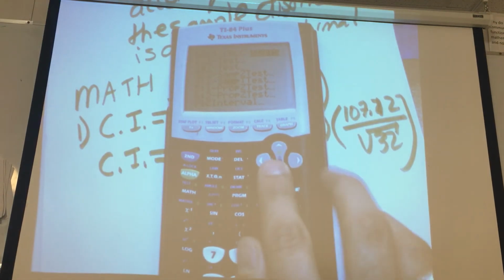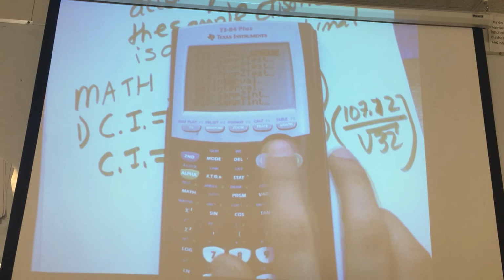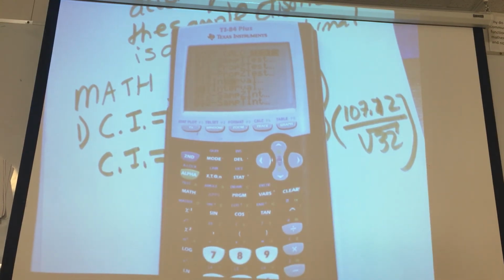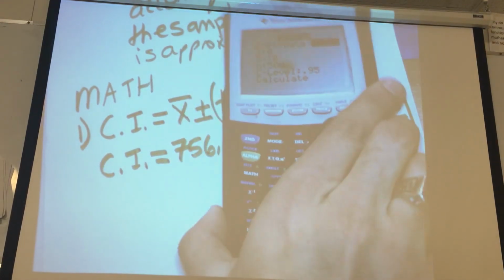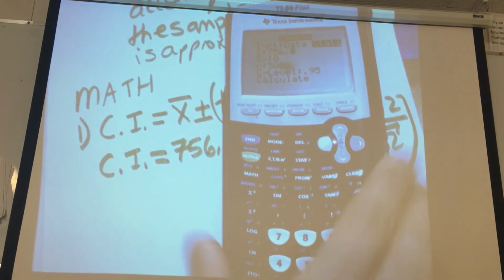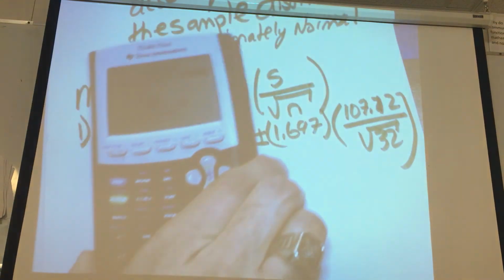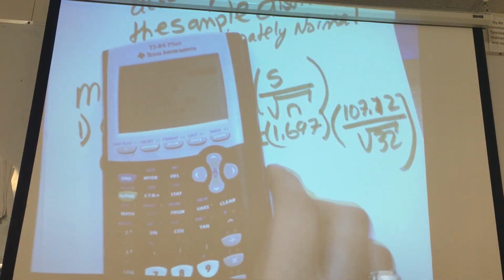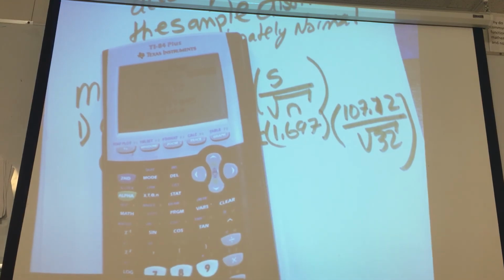And then scroll down to T interval, number 8. T interval is number 8. Click enter. And then the X bar is 756.22. The standard deviation is 107.12. The N is 32, and the confidence level is 0.90.